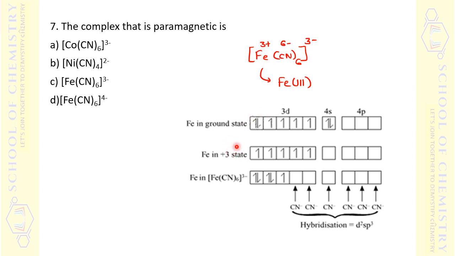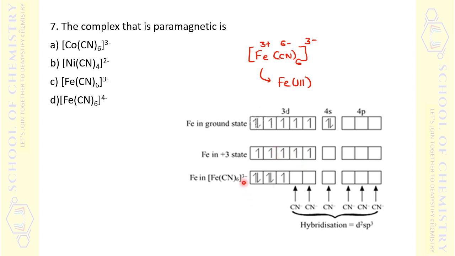So the Fe electronic configuration in the ground state, you should know, is 3d6 4s2. Of course, the 4p orbitals will be empty. To get Fe3+, the 2 electrons from 4s are removed, and 1 more electron is removed, and now in the Fe3+ state it will become 3d5.